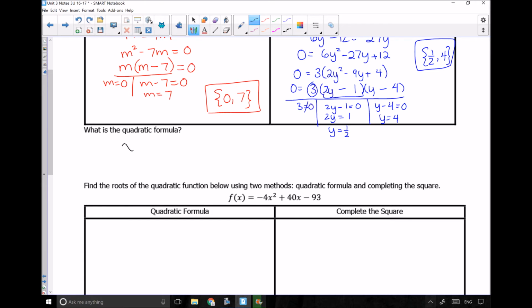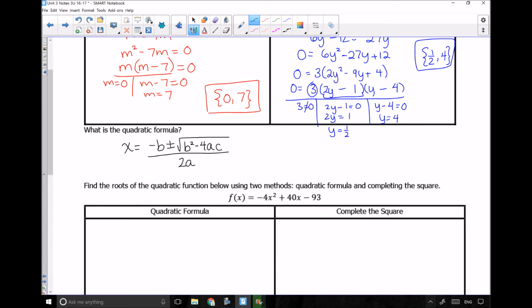So let's write it out. x equals negative b plus or minus the square root of b squared minus 4ac all over 2a. Okay? Now, a couple of things: you do want to have this formula memorized, and I strongly suggest that every time you use it, you write it down so you have it memorized.